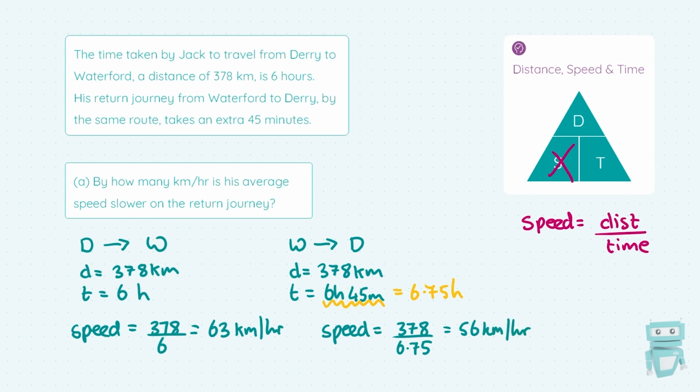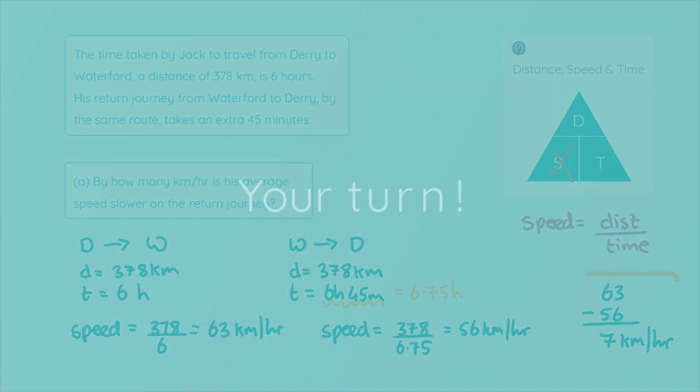And then we look to answer our question and say by how many kilometers per hour is his average speed slower on his return journey. So if it was 63 on the way there and 56 on the way back, it was slower by a difference of 7 kilometers per hour.